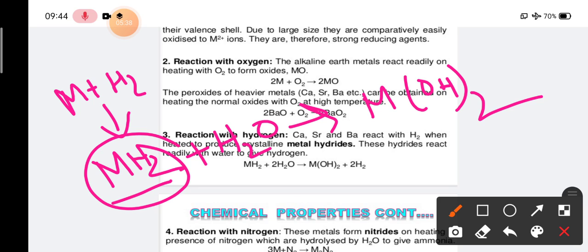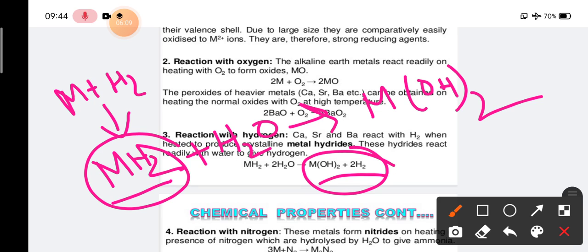Okay, so the first thing first, when metals, mainly the alkali metals and alkaline earth metals of heavier elements like calcium, strontium and barium, react with hydrogen, they will form a metal hydride, and when this metal hydride reacts with water further, it will form a metal hydroxide and liberate hydrogen. Here you can see from this equation itself.